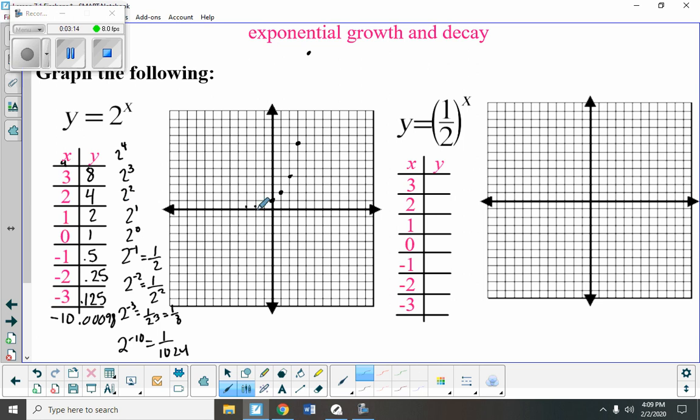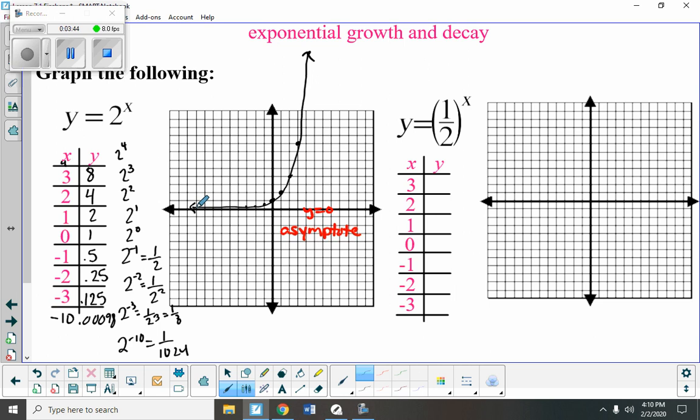Because it never hits this line where 0 is, this horizontal line, the line y equals 0, it's never going to hit that. We say that this line is called an asymptote. It's spelled like this. And this is what the graph looks like. It's just gradually getting larger, very slowly, and then all of a sudden it explodes. So this is an exponential graph.